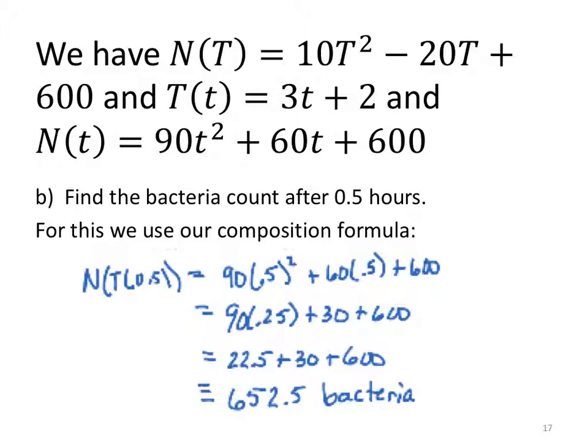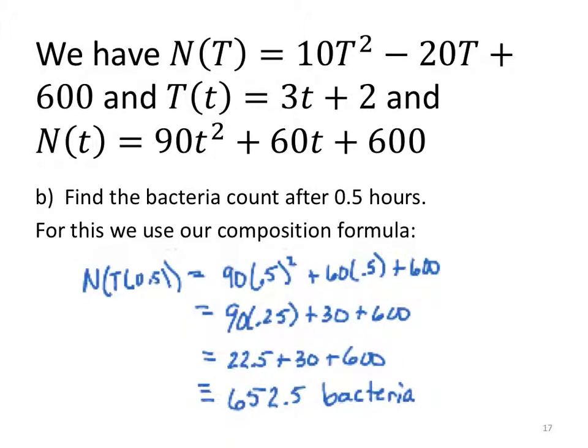Okay, so we have these three equations, N of capital T of little t, and the number in terms of the time. Find the bacteria count after half an hour. Bacteria count, that's N. 0.5 hours, that's a little t. So I'm going to use the formula that we just found, put in a little t value of 0.5. 0.5 squared is 0.25. 0.5 times 60 is 30, and the 600 hangs out.